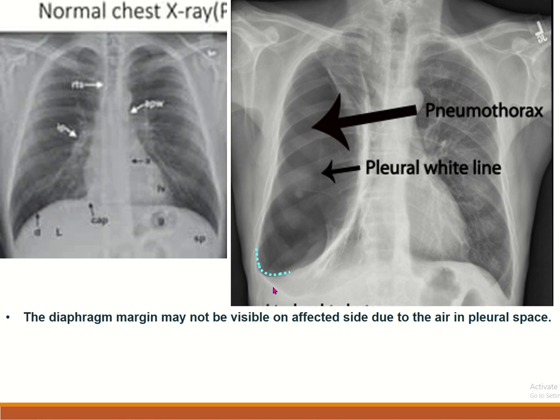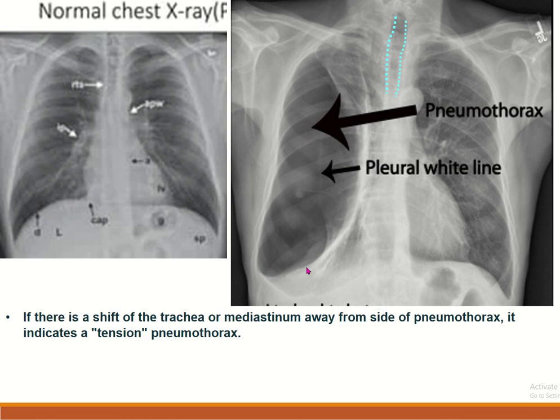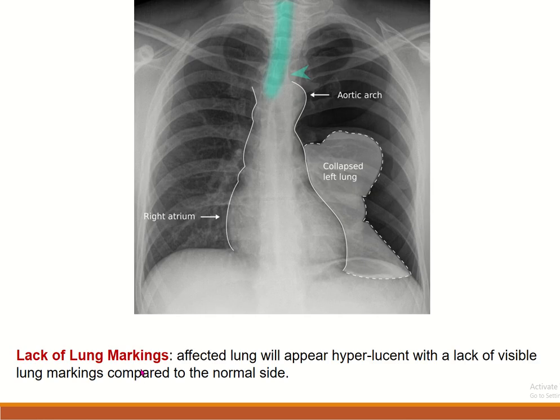The diaphragmatic margin may not be visible on the affected side due to the air in the pleural space. The mediastinal shift is opposite to the side of the pneumothorax, and the trachea shifts to the opposite side. And there is a lack of lung markings. This lung marking is difficult to see, and you see, due to the pneumothorax air presence, this part is more black than this part.